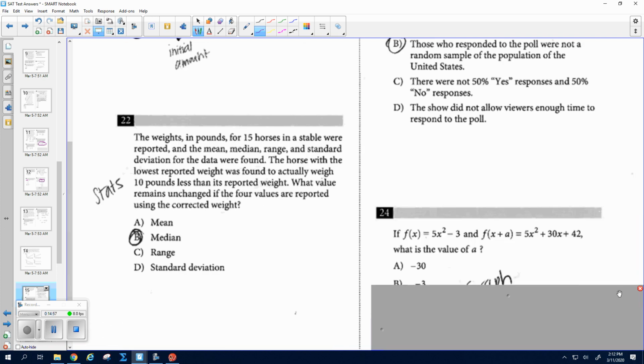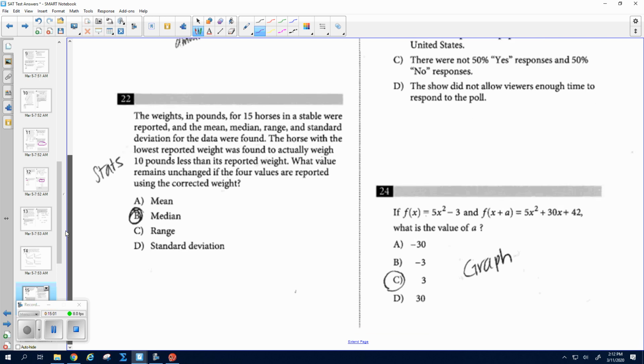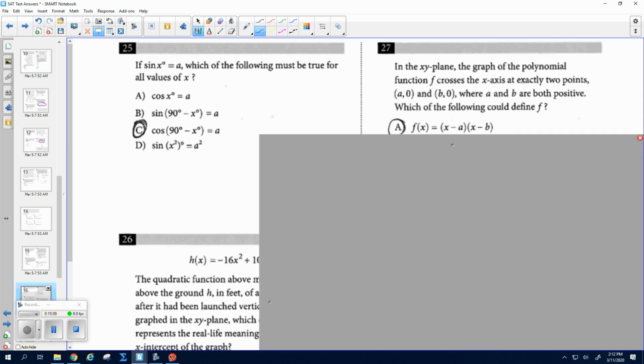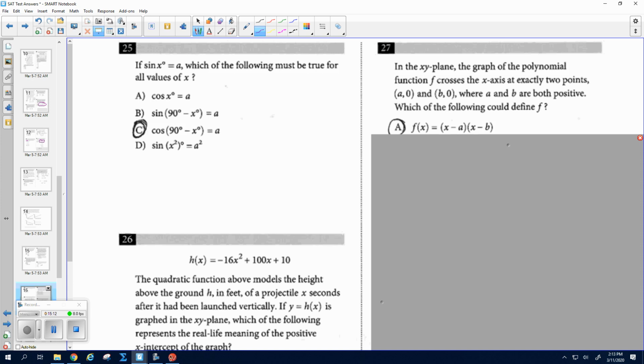24, I would definitely graph this one. That would help you. And you get C. It's just telling you how far it's moving. Number 25 is a trig identity. So if you haven't done trig, this one might be hard for you. It is C. If you understand SOHCAHTOA, it does work. I will explain if you need it.